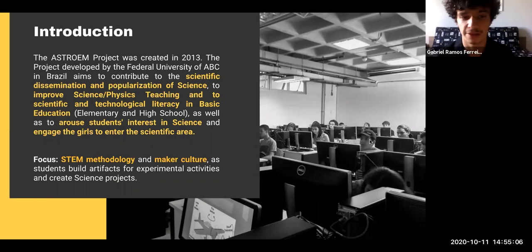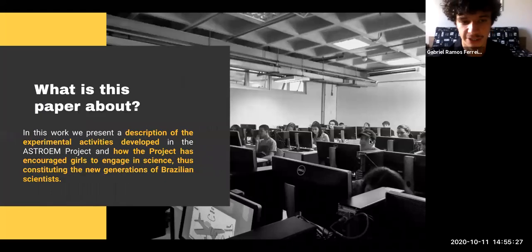The project developed by the Federal University of ABC aims to contribute to scientific dissemination and popularization of science. Moreover, we work to engage the girls to enter the scientific area using the STEM methodology and maker culture, as students build artifacts for experimental activities and create science projects. So in this work, we will show you a few of these experimental activities and how we have been encouraging girls to engage in science.